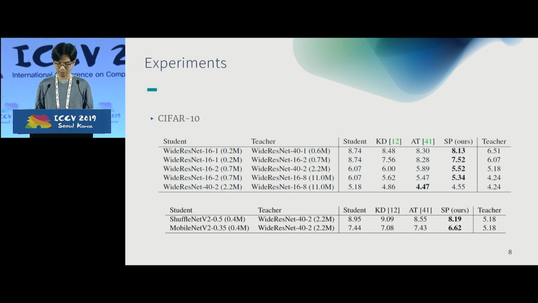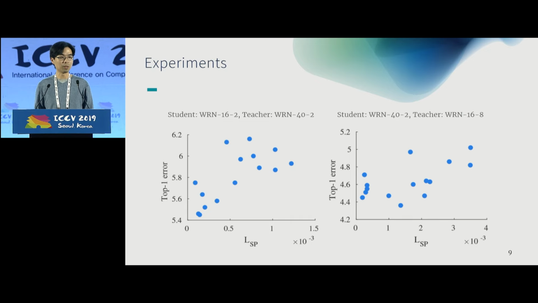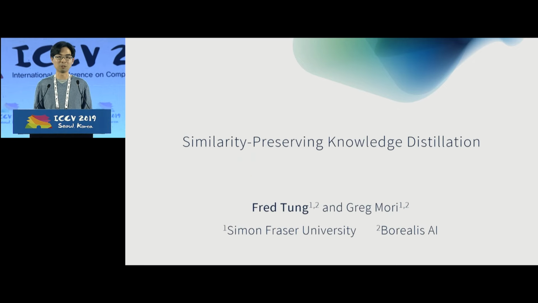This slide shows the similarity preserving loss versus top 1 error for wide ResNet 16-2 students on the left and wide ResNet 40-2 teachers on the right, plotting all the students that we train using traditional knowledge distillation, attention transfer, and the proposed approach. And the plot verifies that similarity preserving loss and performance are indeed correlated. Our other experiments focus on the task of transfer learning and larger scale evaluation, and we also confirmed that this distillation loss is complementary to the traditional distillation losses shown earlier. For the complete results, please read our paper or come to the poster for more details.